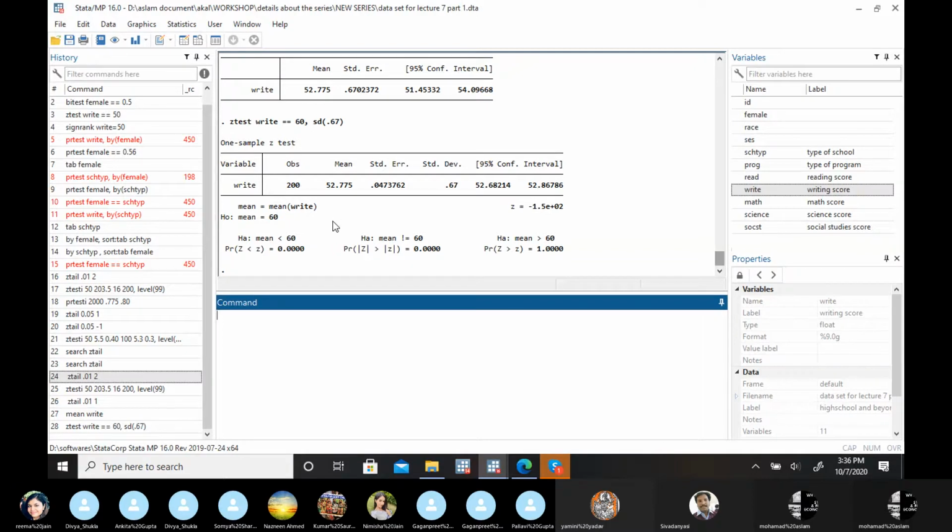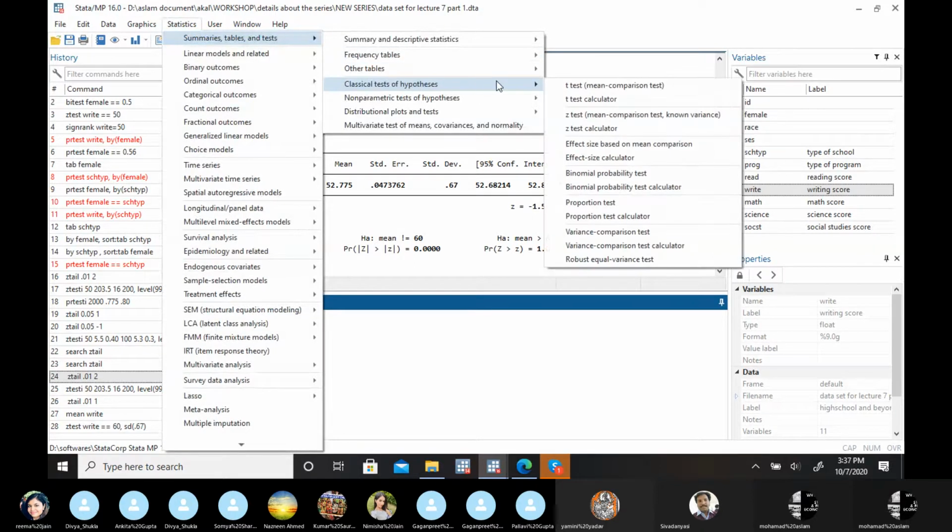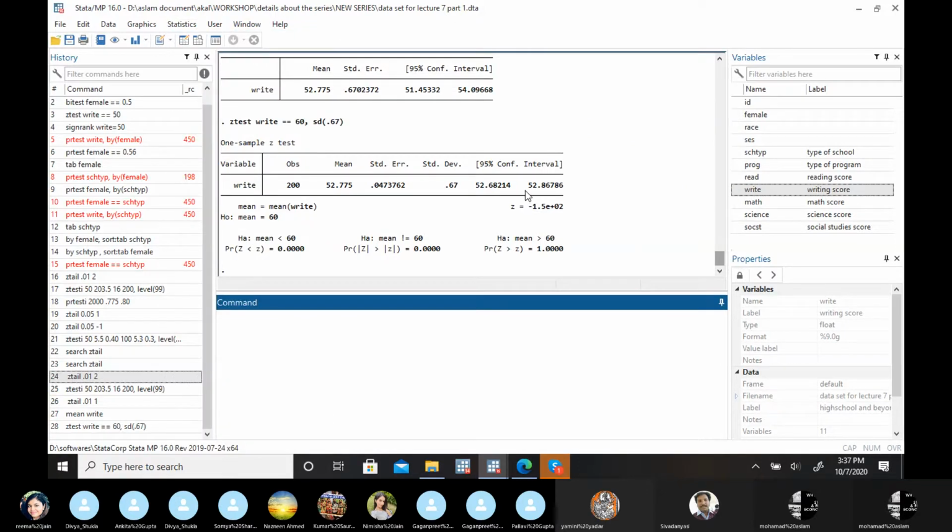So let's do the same thing with the t-test. Again, classical test of hypothesis. If it lies outside the confidence interval, it means we have to reject the null hypothesis and accept the alternate hypothesis. So by all three methods, our null got rejected. We have to accept the alternate hypothesis.